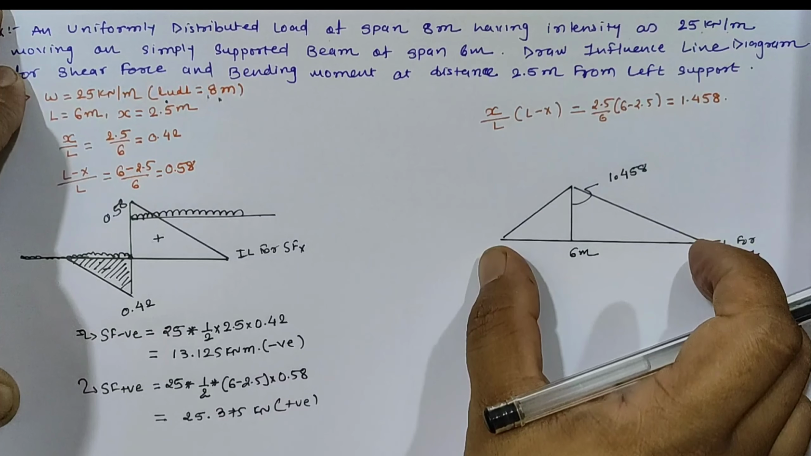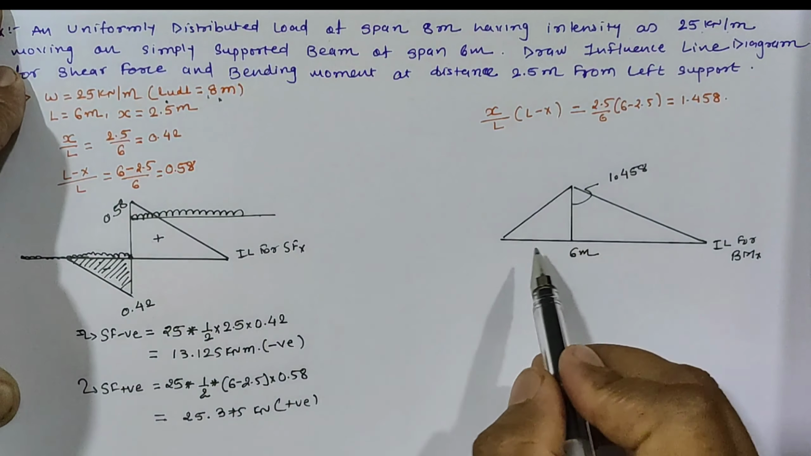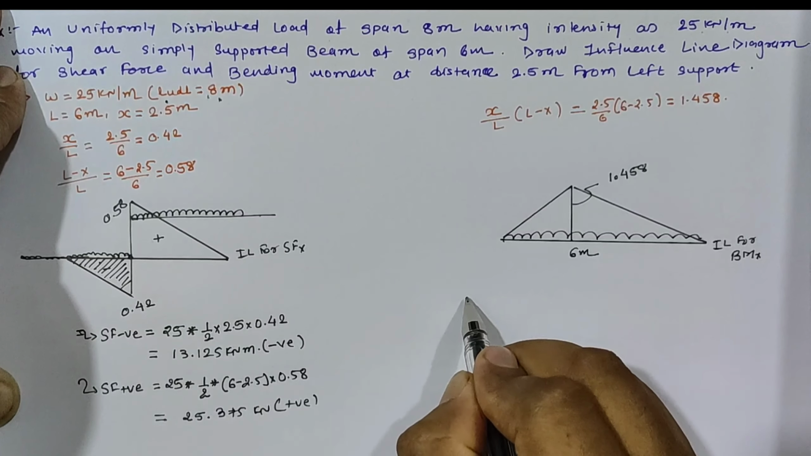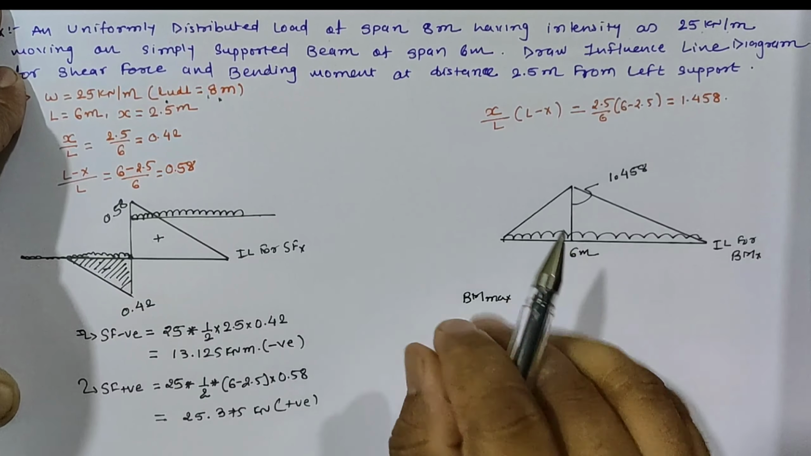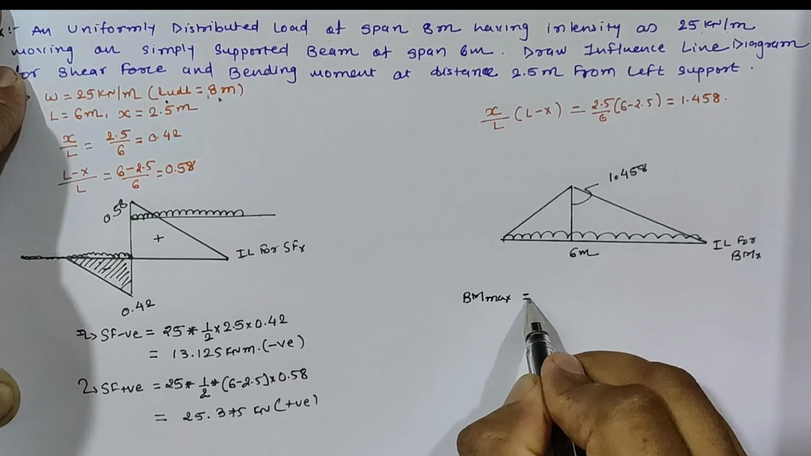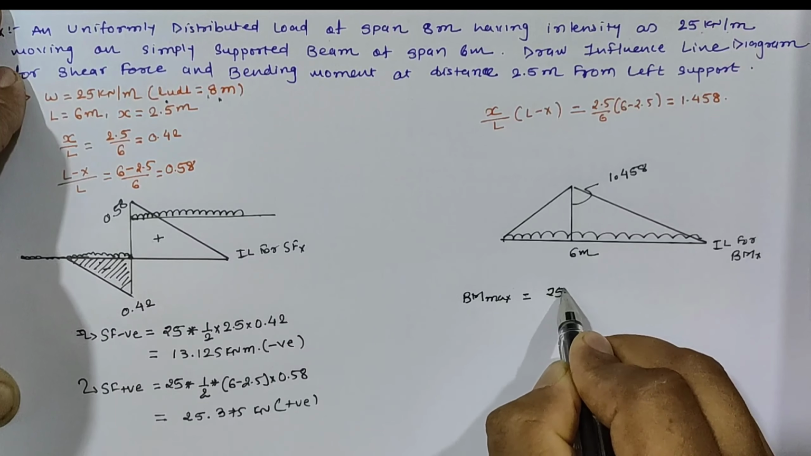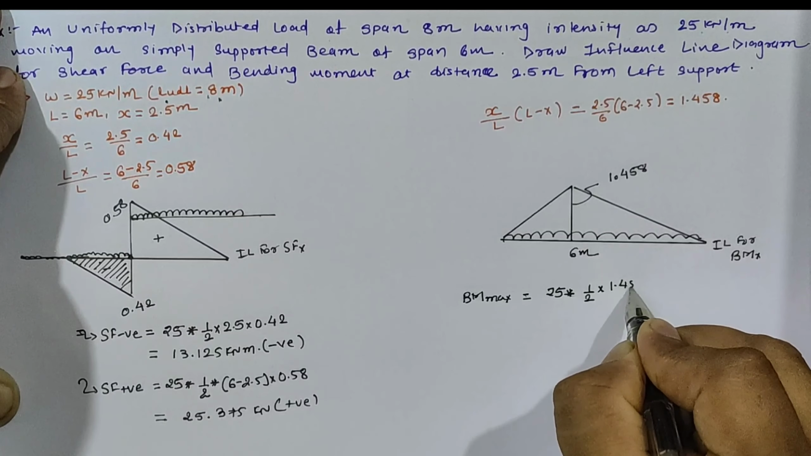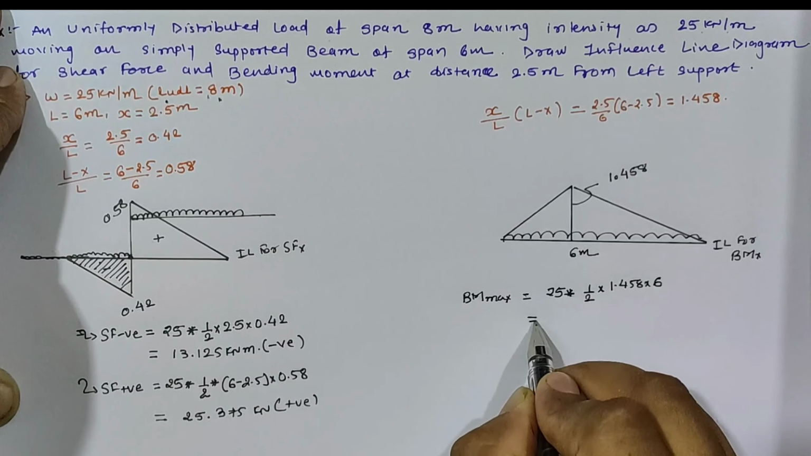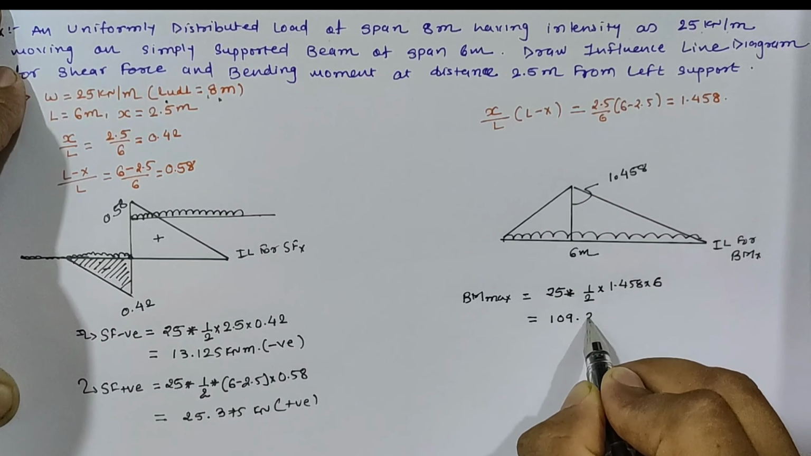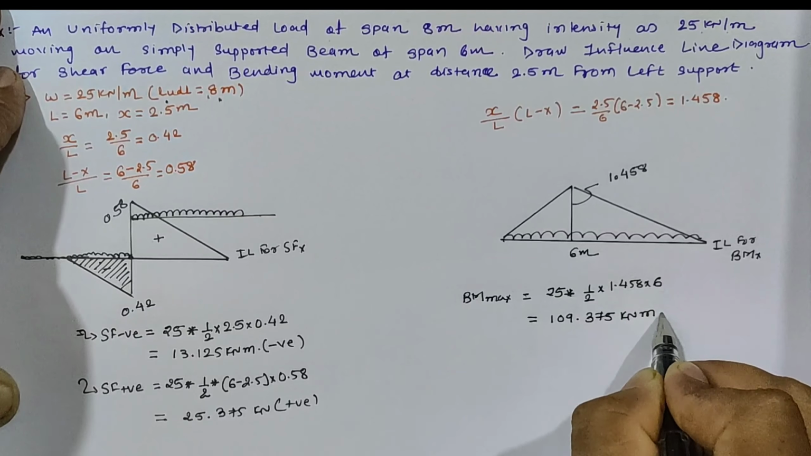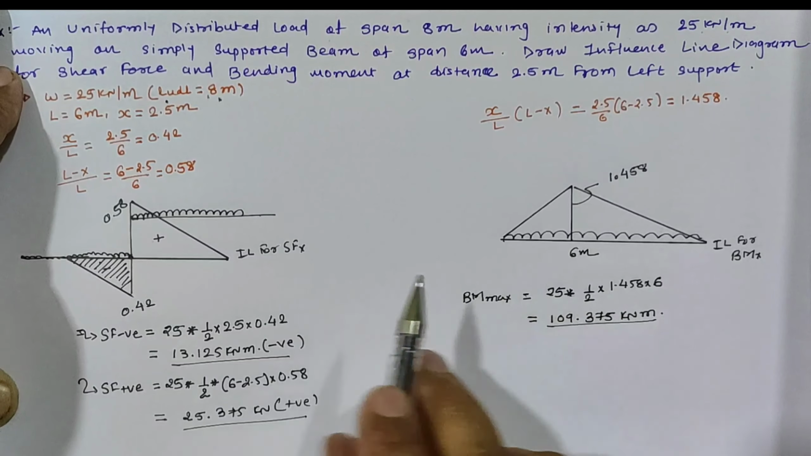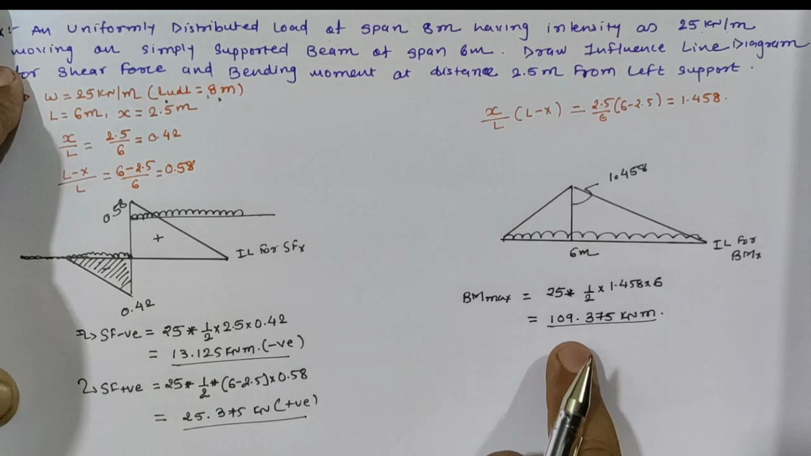We have the span length as 6 meter and the UDL length as 8 meter. It means that the UDL covers the whole part of the bending moment diagram. Hence, the maximum bending moment at 2.5 meter from the left hand support is equal to load value 25 into the area covered by UDL, which is 1/2 into ordinate into base, which is equal to 109.375 kilonewton meter. So we can calculate maximum positive, maximum negative shear force and maximum bending moment by using the influence line diagram.